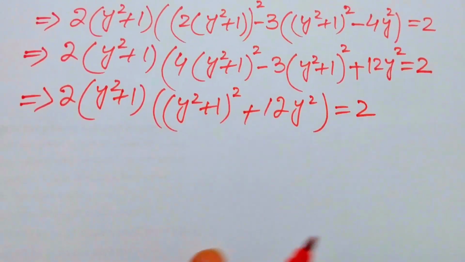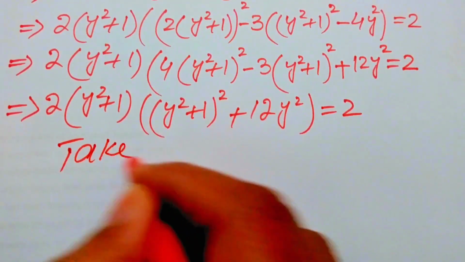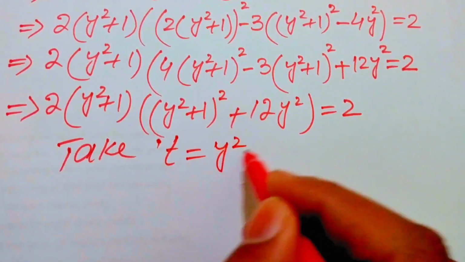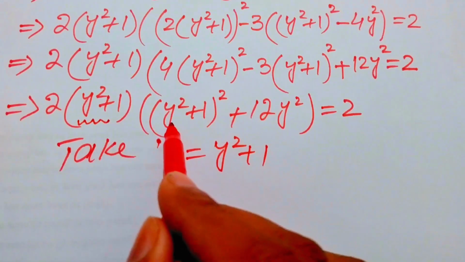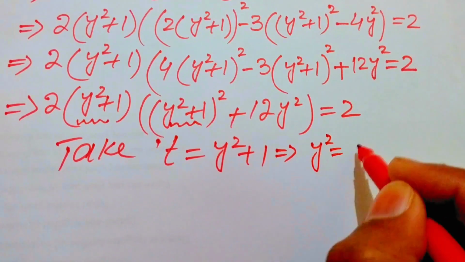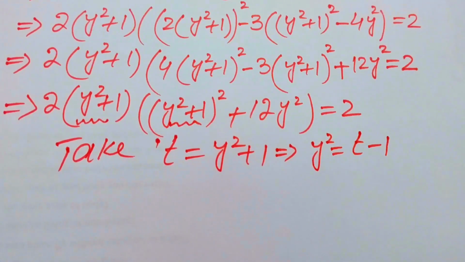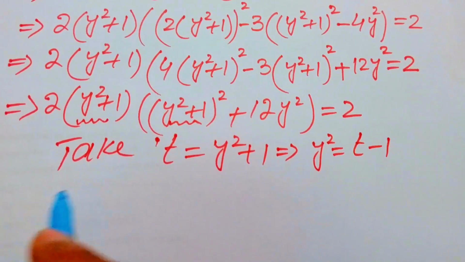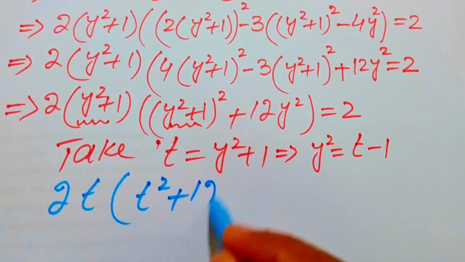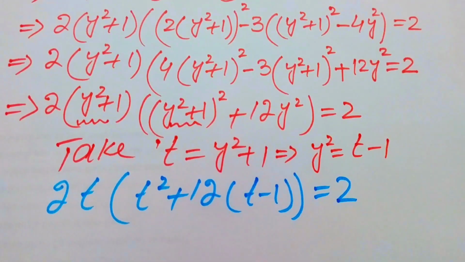And here we again make some substitution, and we take t equals y square plus 1. So when we put this value equals t, we get the value of y square as t minus 1. We put these two values in this equation, and we get 2 times t into, here we put the value, you get t square plus 12 times the value of y square, which is t minus 1, and this whole equals 2.